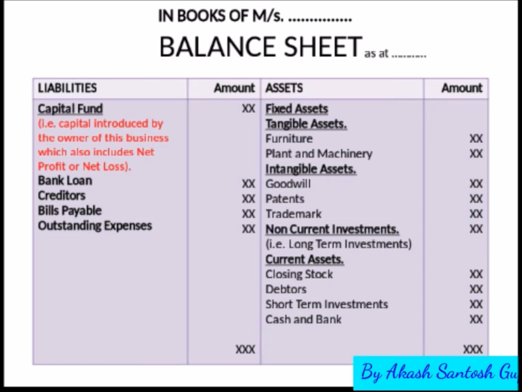One is liability, the other one is asset. Here we don't have debit record or credit record, but all assets are having debit balance, whereas all liabilities are having credit balance. Nothing else, guys. Now let us see what we should write on the liability side. Capital fund, that is capital introduced by the owner of the business, which also includes net profit or net loss. Here net profit is added, and if you are incurring net loss, then it should be deducted, my friends.